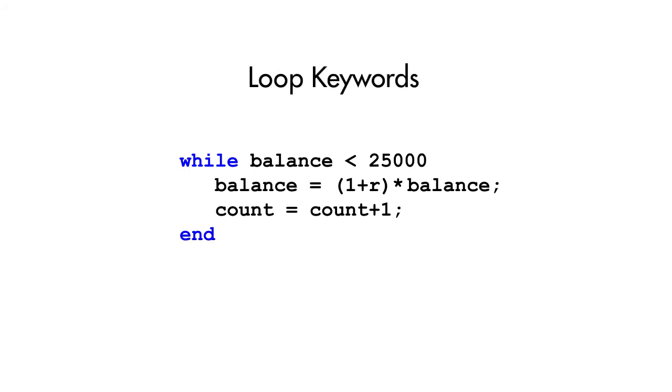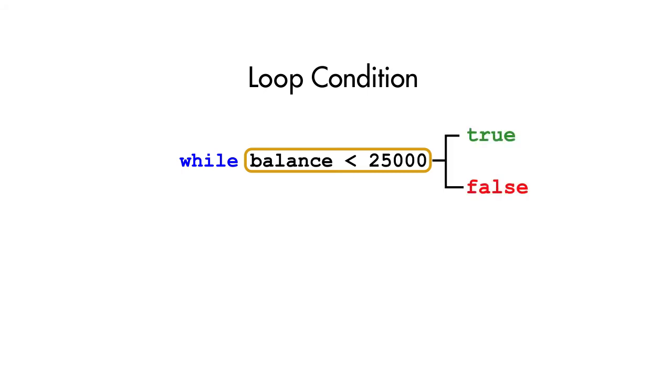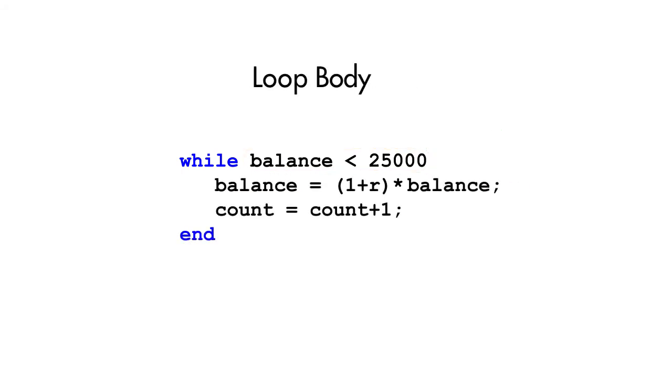A while loop is denoted by the loop keywords while and end, which specify the start and end of the loop. The while keyword is followed by an expression called the loop condition. The loop condition should evaluate to either true or false. The remaining commands are called the loop body.